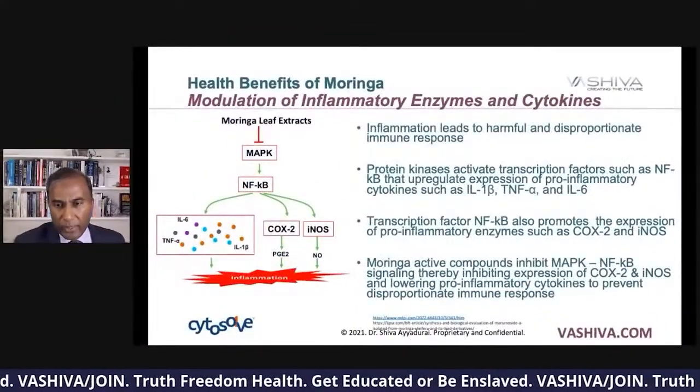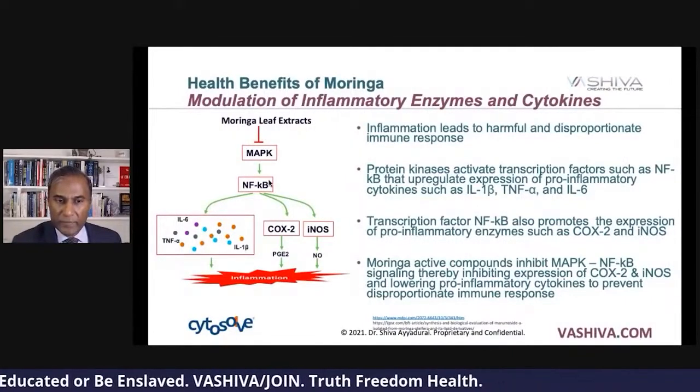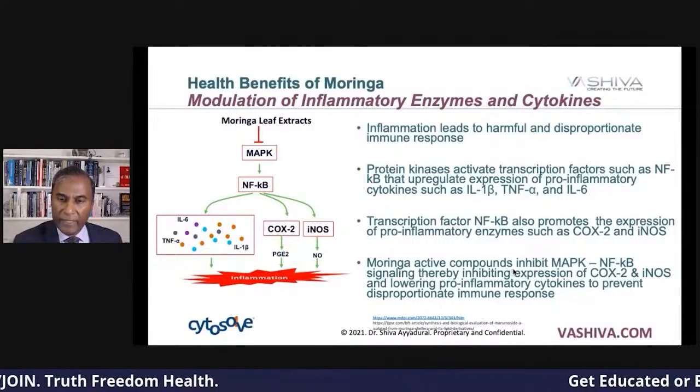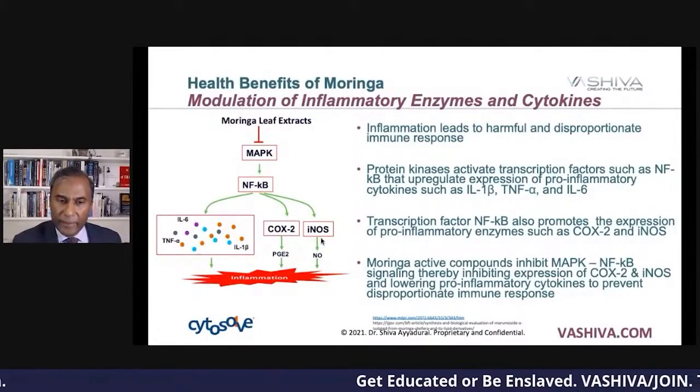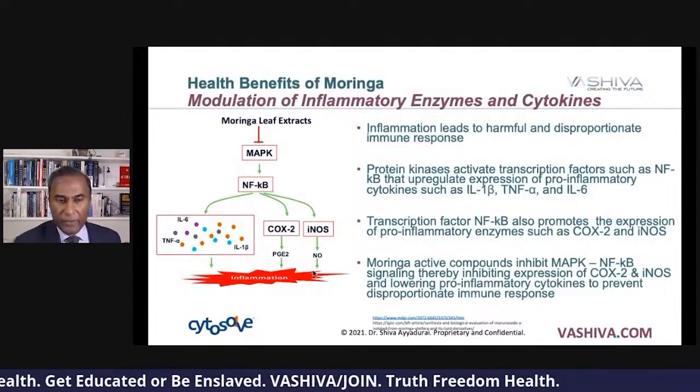And what does Moringa do? As you can see here, Moringa blocks MAP kinase, which blocks this. But that's over here. Moringa also activates compounds that also inhibit COX-2. You have a very powerful effect of turning down inflammation.